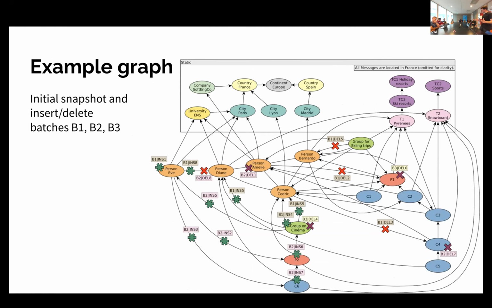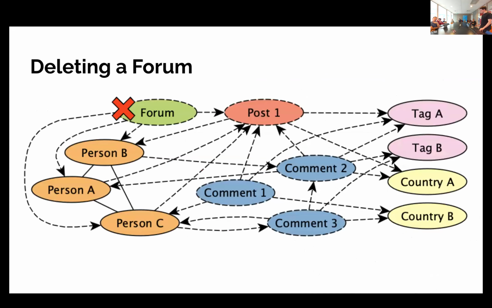The first piece is the initial snapshot, which is usually 35 months of data. And then the rest is chopped into daily batches. And the daily batch is, here is your number of inserts that you need to apply on this day, and here's your number of deletes that you need to apply on this day. And these deletes can be quite heavy because of all the recursive effects.